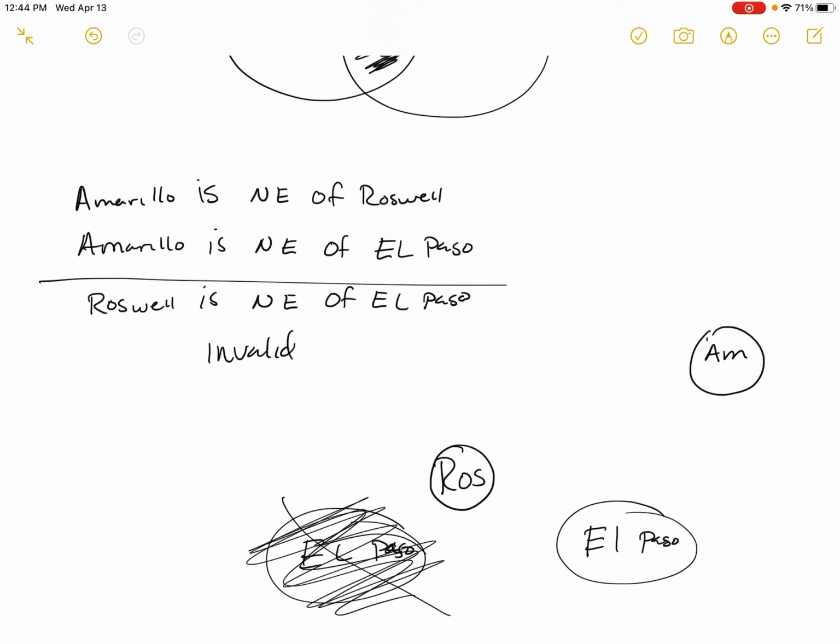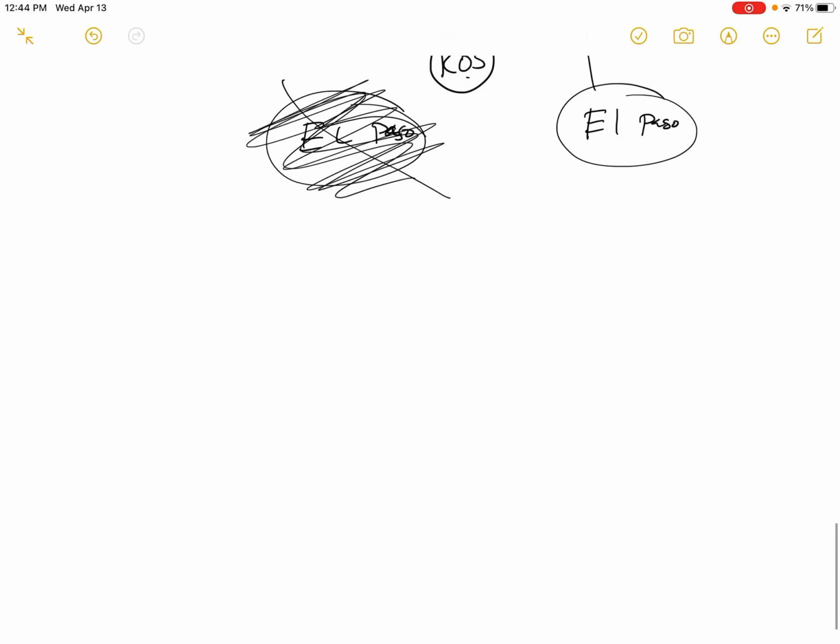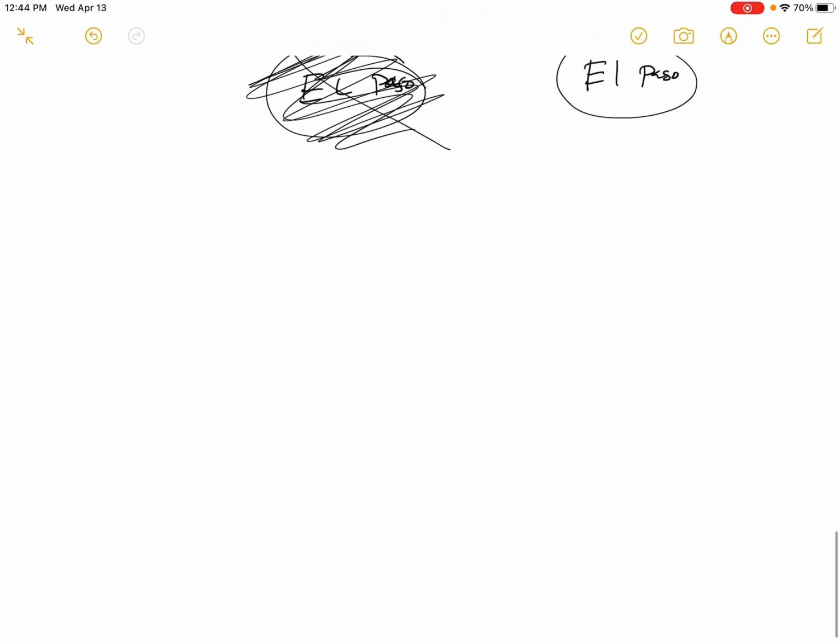Now it's southeast, right? Or I apologize, it's northwest. Roswell is northwest of El Paso, right? And I could have put it maybe even up here, and then it would have been southwest of El Paso, and then have Amarillo still ahead. So with some of these, you're just going to draw pictures and see what happens.